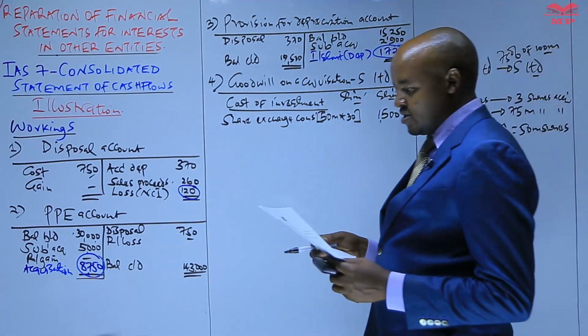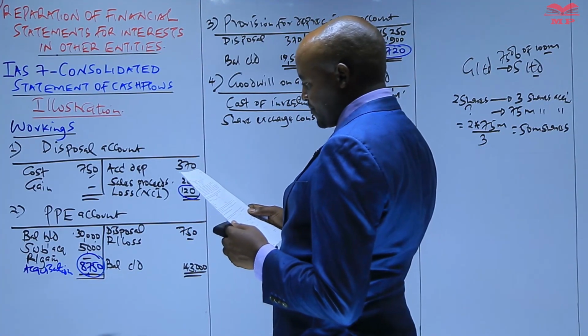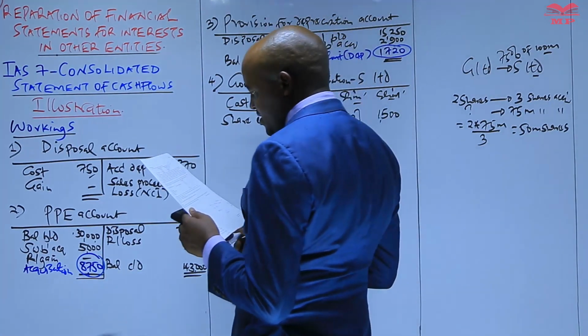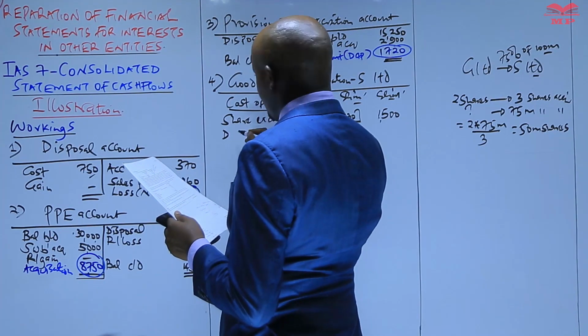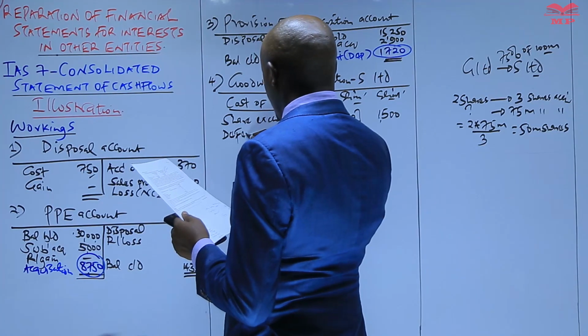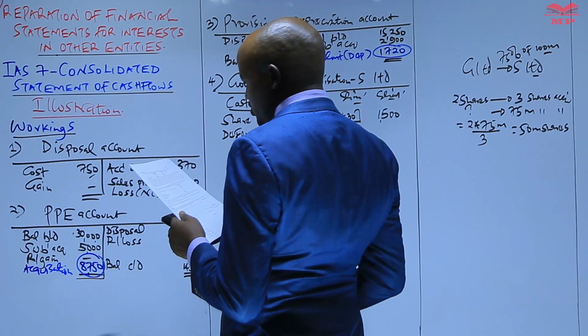Also, we are told that the parent company, that is G Limited, also promised to pay another consideration in the future. That is now the deferred consideration.